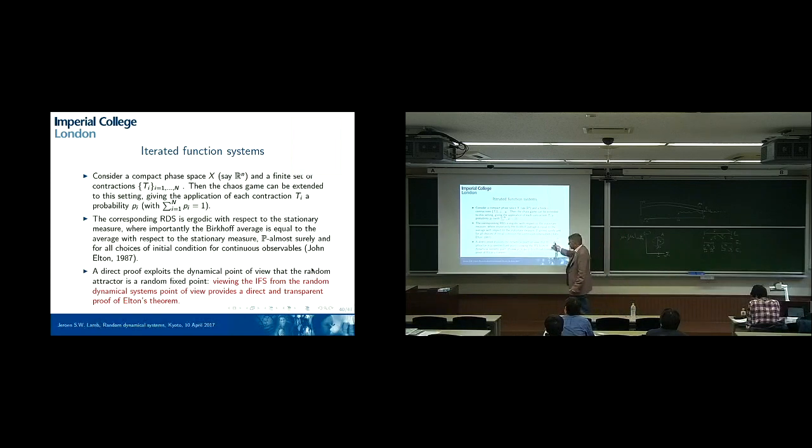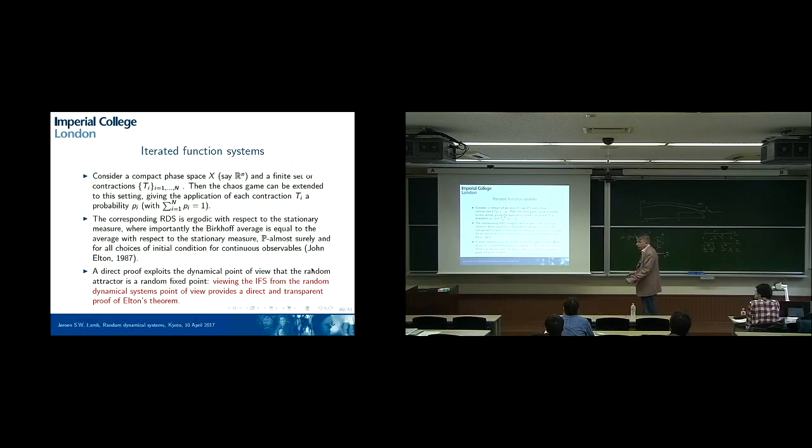and as I said, the direct proof that you can do, and maybe that's also a possible exercise, is to show that if you know about a random fixed point, you can actually reprove Elton's theorem, which Elton doesn't really use directly at all. He doesn't really use that point of view, and maybe it's more cumbersome.